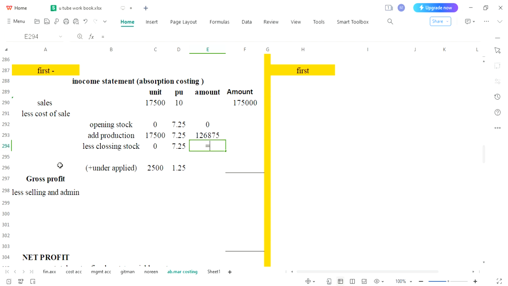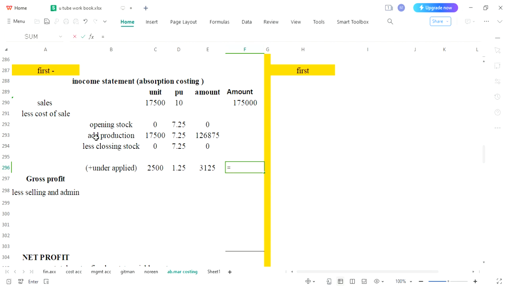Again 0 is your closing stock. When you multiply per unit, you will get 0. And finally, under applied 2500 were the units, and you will multiply 1.25 per unit fixed cost. In this way, our inputs are completed, and we are finally able to calculate our cost of sale.